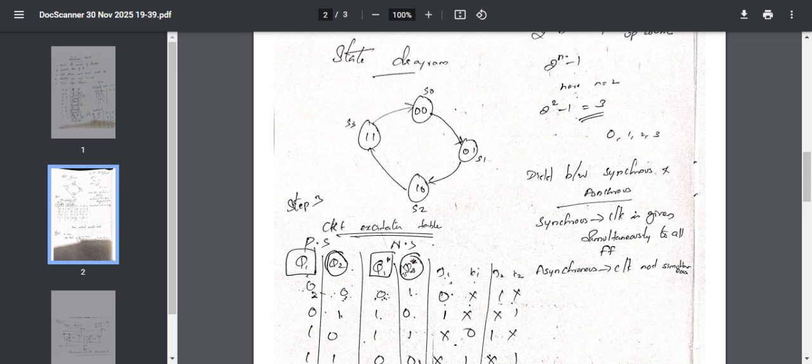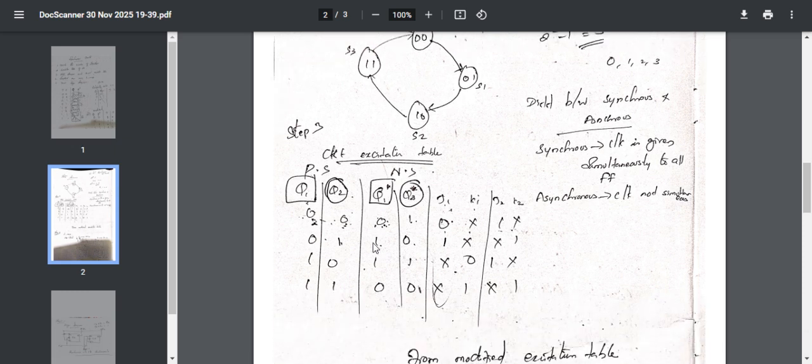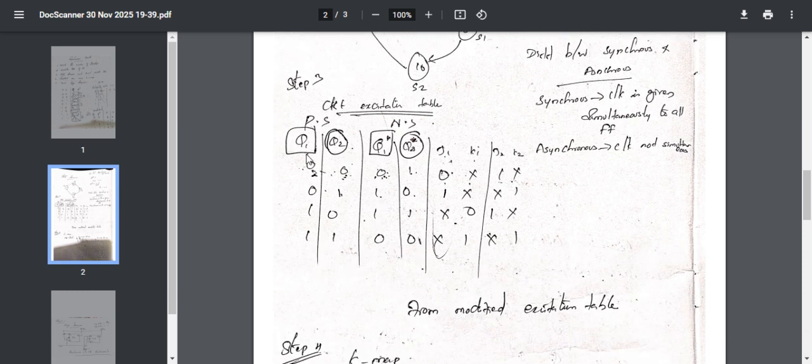Coming to step 3, that is the circuit excitation table. Here again, you need to mark the present state and next state. The present state is nothing but Q1, Q2. You need to fill it first: 0 0, 0 1, 1 0, 1 1, because the number of bits is considered as 2. We have 2 flip-flops, right?